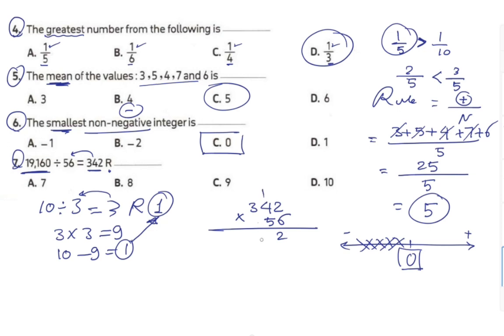2 and carry 1. 6 times 4 is 24, plus 1 equals 25. 5 and carry 2. 6 times 3 equals 18. 18 plus 2 equals 20. Finished. Now we have 5, but 5 is in the tens place.